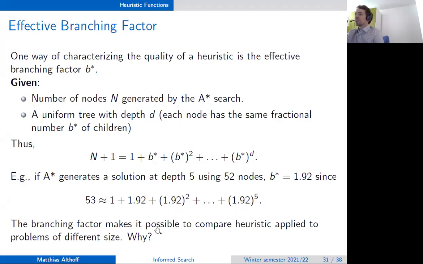And this makes it possible to compare heuristics applied to problems of different size. And why? Of course, because if you have an average branching factor, then whether you have a depth of 5 or 10, on average you usually expand the same number of nodes, and then you can compare, for instance, the performance of the heuristic for a problem which you find at depth 5 with a problem where you find a goal at depth 10, and yeah, this makes it easy to evaluate the performance of a heuristic.